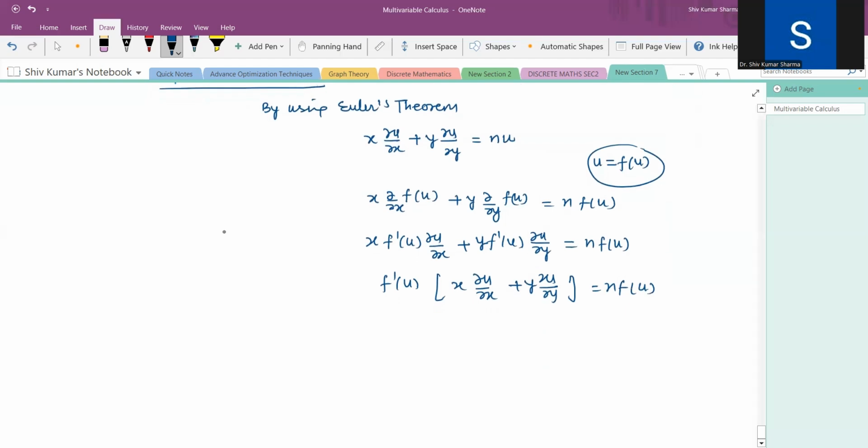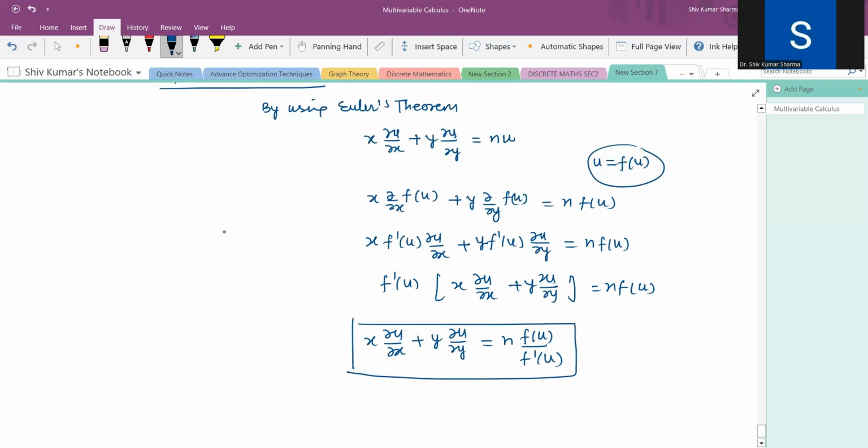So we write down the first deduction as x ∂u/∂x + y ∂u/∂y = n f(u)/f'(u). So this is our first deduction. We have to remember that in some problems related to Euler's theorem, we use this first deduction. Okay, so hope you understand this first deduction.